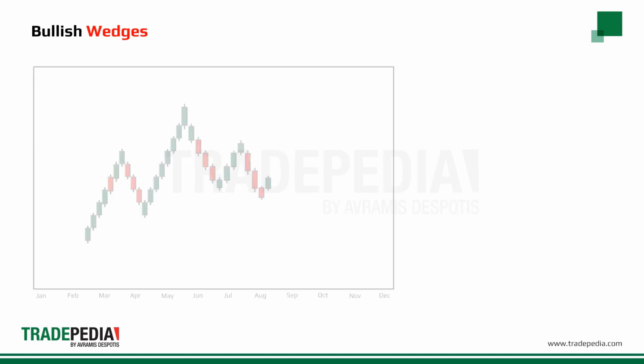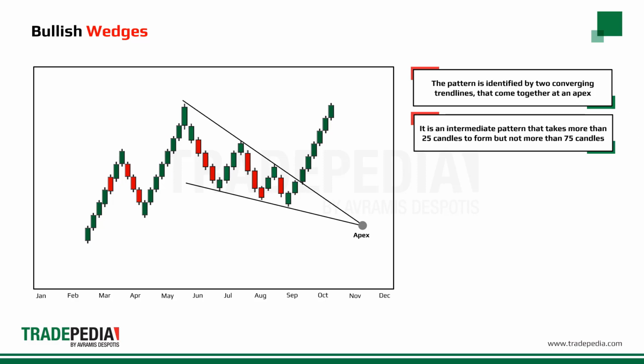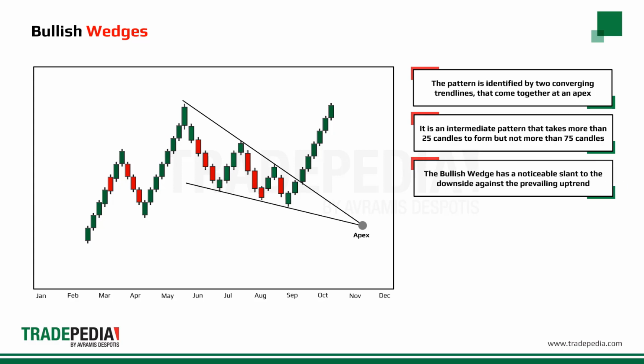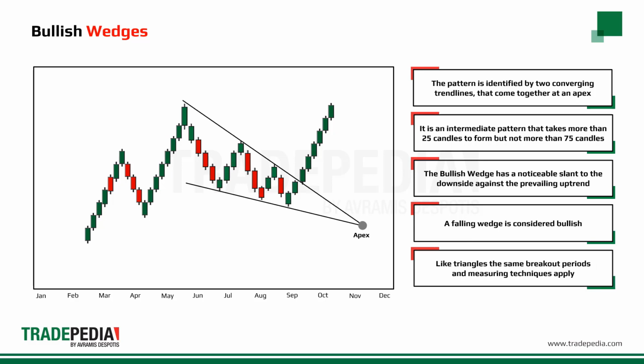For a bullish wedge, the pattern is identified by two converging trend lines that are wide at the base and contract as they come together at an apex. It is an intermediate pattern that takes more than 25 candles to form, but not more than 75 candles. The bullish wedge has a noticeable slant to the downside against the prevailing uptrend. A falling wedge is considered bullish. Like triangles, the same breakout periods and measuring techniques apply.